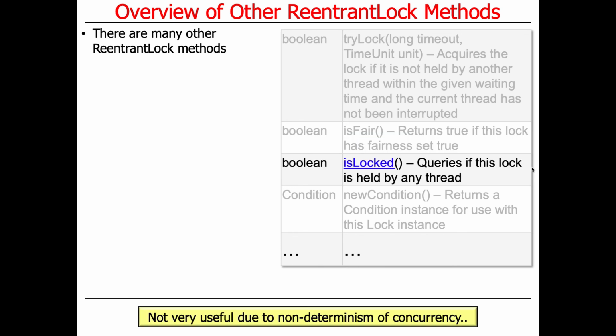There's a method that returns whether or not the lock is a fair sync or non-fair sync. There's a method that returns whether the lock is locked. That is actually not a very useful method, and that's because of the non-determinism of concurrency. By the time you get back an answer whether the lock is locked or not, it may already be locked. If it says unlocked, by the time you get that answer, it may be locked. So it's really not a very useful method, but it's there.